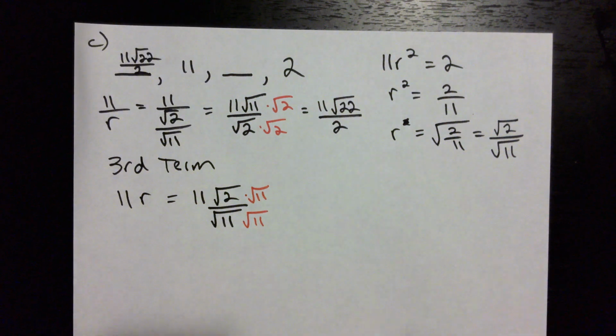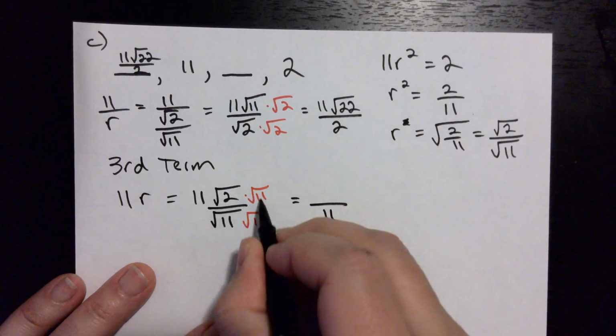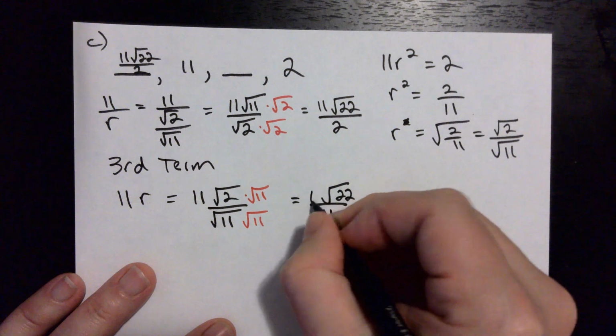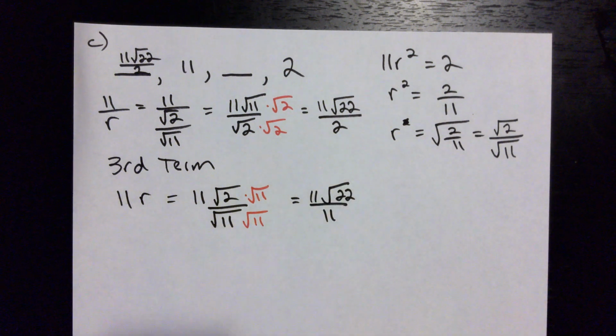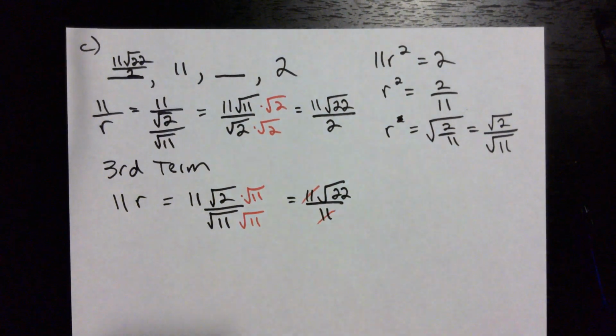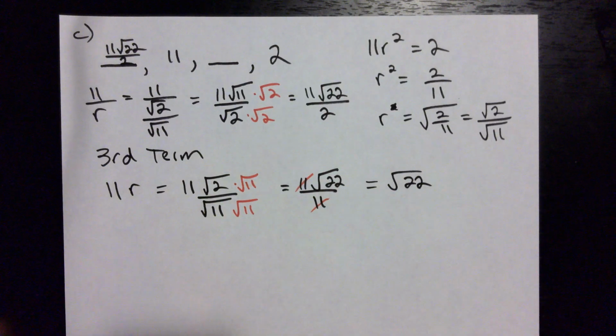So the bottom becomes 11. The top, you bring these two together. 2 times 11 makes square root of 22, and the 11 just sits out front. And then we can go ahead and cancel those 11s, and you get the third term is equal to the square root of 22.